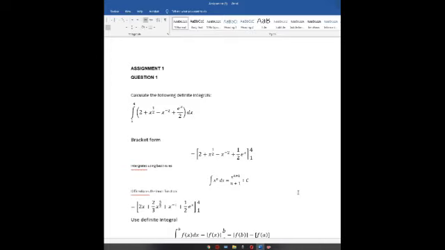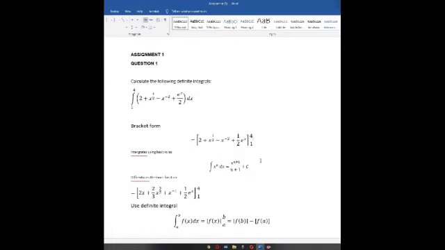Today I will present assignment 1, question 1, how to calculate the following definite integrals. As you can see in the question, 4 is the upper limit and 1 is the lower limit. First we must do the bracket form. See the inner function in the bracket, and 4 and 1 are the upper limit and lower limit at the right corner. First, we're going to integrate using the basic rules.